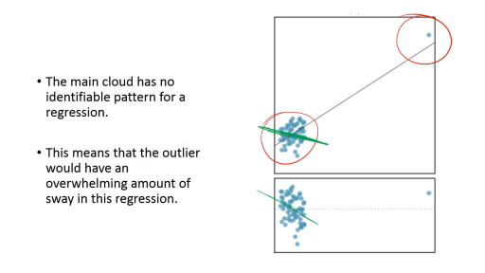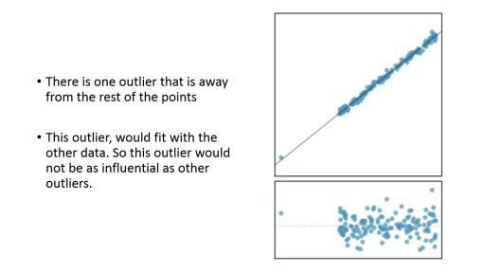That outlier has an overwhelming amount of sway or power in this regression, which is what we want to try to avoid. So this would be one that we wouldn't do a linear regression on because of that outlier, because the data doesn't tell us anything, since it doesn't fit what the rest of the data does. So we wouldn't want to do a regression with this one.